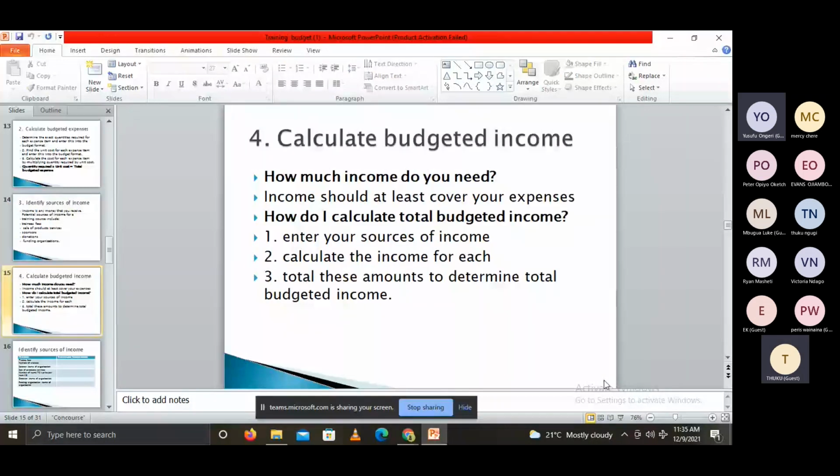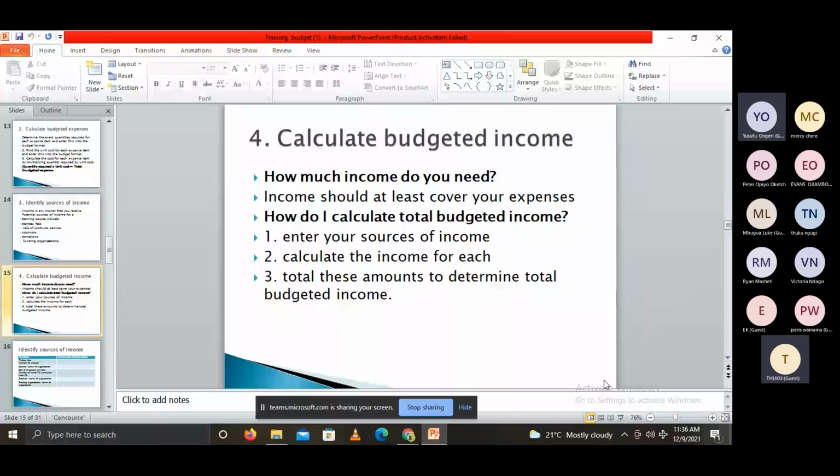So then by the end of it, you'll ask, how much income do you need? Income should at least cover your expenses. So that's the first thing that you must ensure. When you are balancing between your expenditure and your income, the amount of money you are going to get in form of income to finance the activities in the training must always be at par.